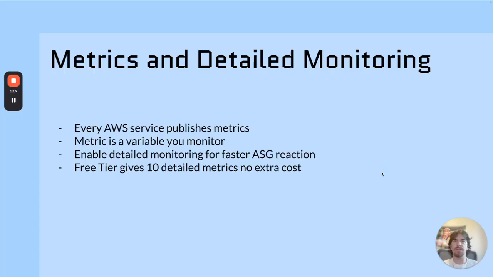So let's go over some metrics and detailed monitoring. Every AWS service publishes metrics. A metric is just a variable you monitor, for example, CPU utilization or network traffic. You can also enable detailed monitoring to get EC2 metrics every 1 minute instead of 5. That's ideal for auto-scaling groups that need to react faster. The free tier gives you 10 detailed metrics at no extra cost.